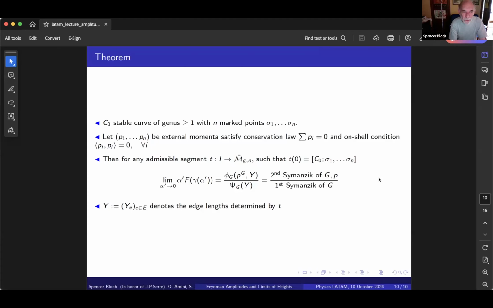C naught is a stable curve of genus at least one with n marked points, and P1 up to Pn are external momenta which satisfy the conservation law, sum Pi equals zero, and the on-shell condition. Yeah, this is the first time this appears. It's important that we had a bilinear form on the external momenta, and the pairing of each external momentum with itself should be zero.